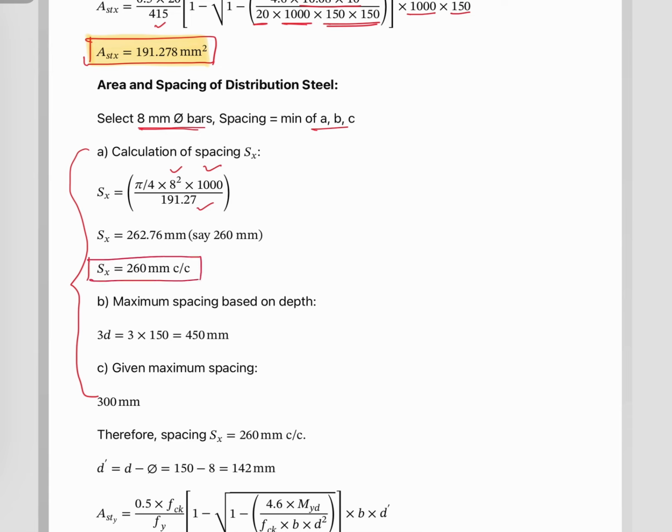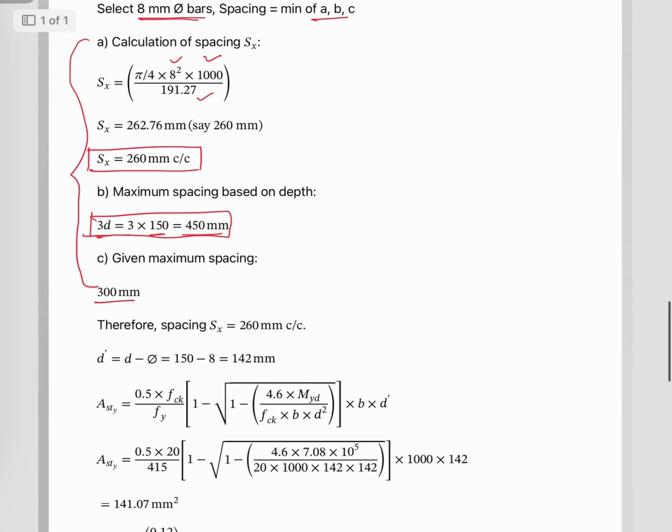Now the second formula is 3 into d. So 3 into the effective depth, which is 150, it becomes 450. And the third one is the maximum of 300 mm.